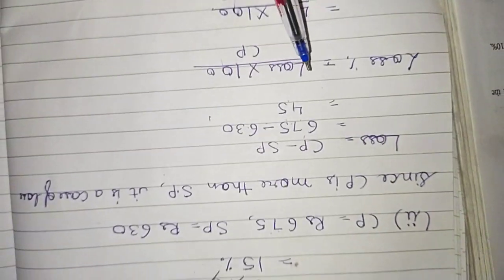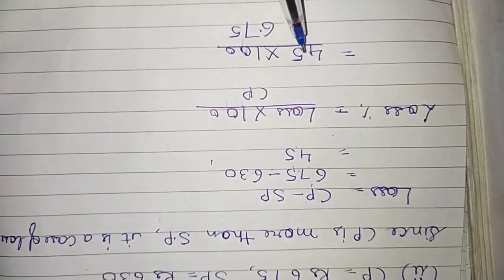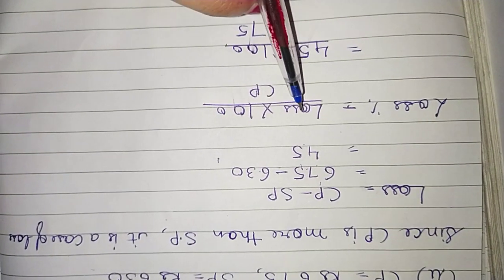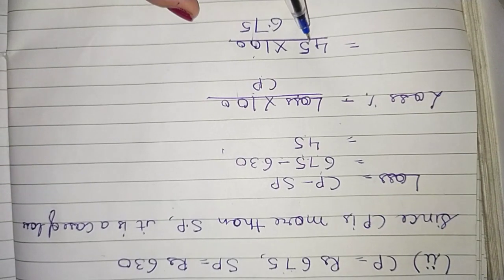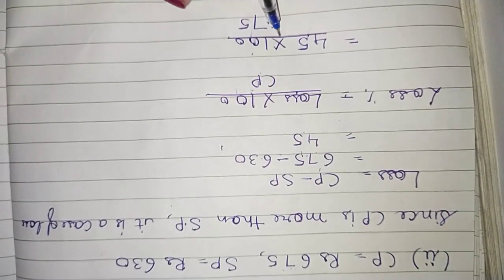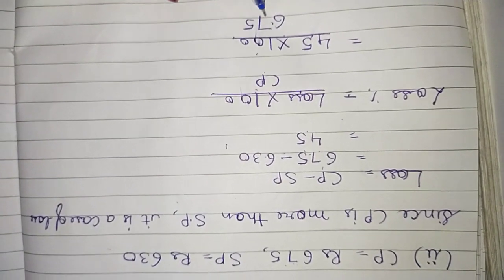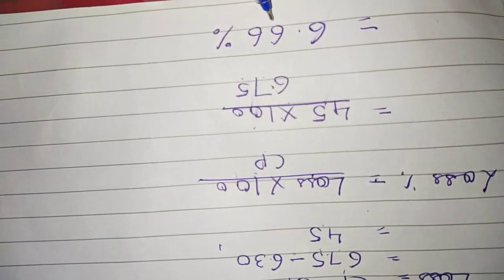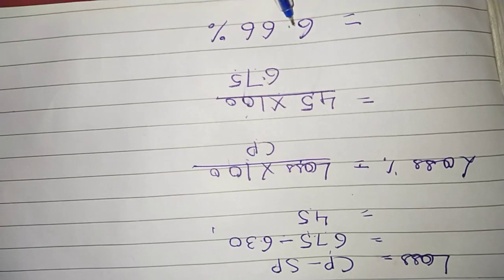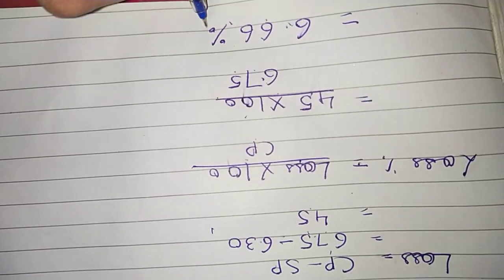Now we are supposed to find out the loss percentage, and its formula is loss multiplied by 100 upon the cost price. The loss percentage is equal to 45 multiplied by 100 upon 675. And after the cancellation of these numbers, we will get our answer, that is equal to 6.66%.